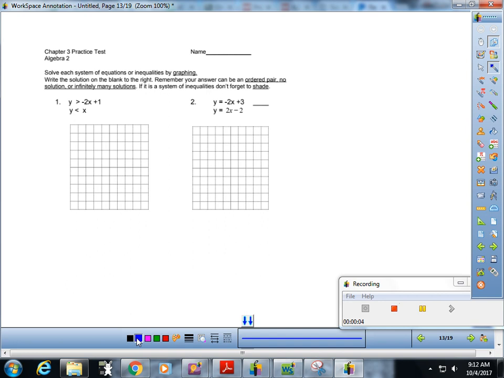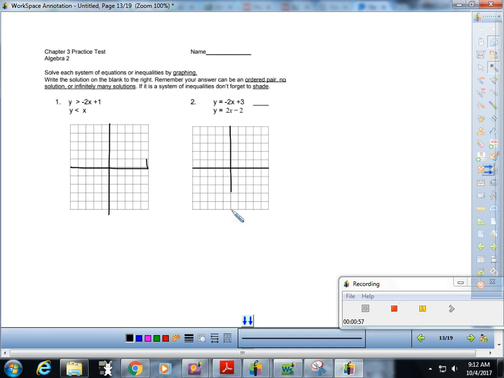Notice the first one, we've got what are called inequalities. When you have inequalities, you're going to have to shade to mark down the answers, because there's infinitely many answers. So first thing I'm going to do is define this axis a little bit better. So now we've got our XY plane, and we're going to do this one eventually, so I'm going to do that as well.